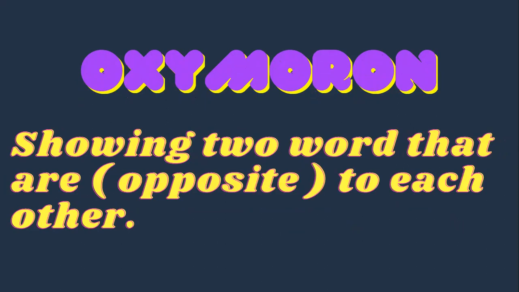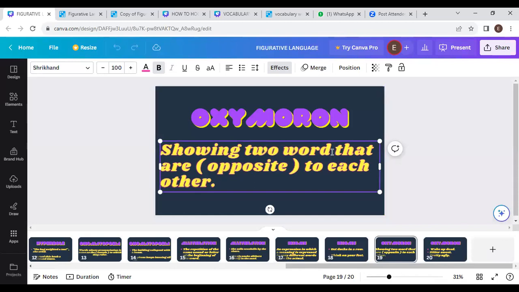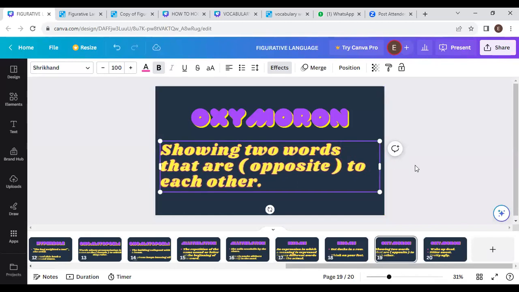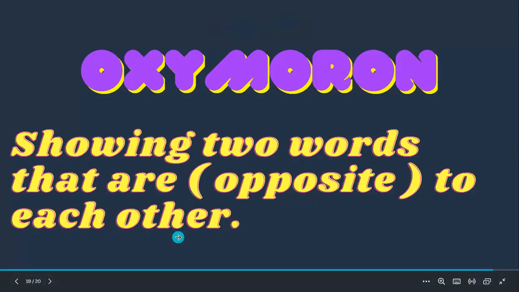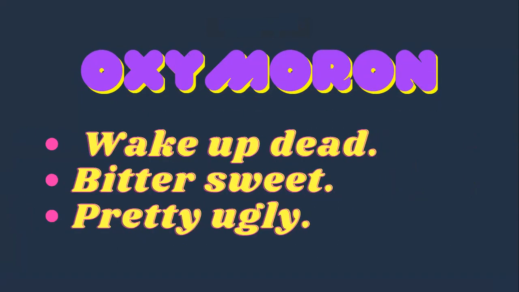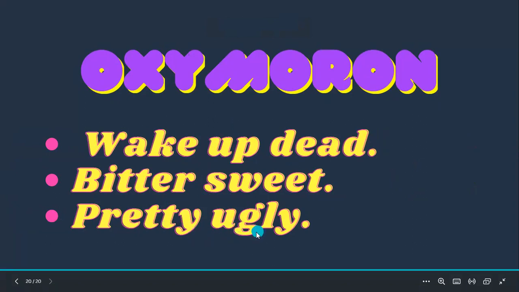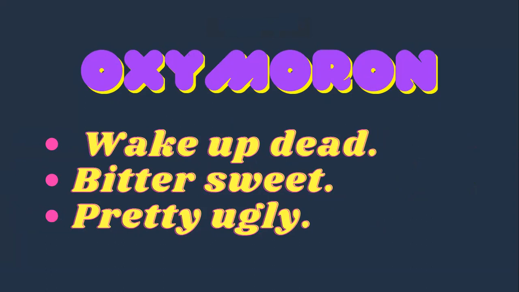The last thing is the oxymoron. An oxymoron is when two words come beside each other and they are opposite to each other. Just a minute, let me put here less. Okay. So, showing two words that are opposite to each other, beside each other, like here. This is what we call oxymoron. Wake up dead. Dead is the opposite of wake up. Bittersweet. Bitter is the opposite of sweet. Pretty ugly. Okay? Also, this is to give exaggeration. So, pretty ugly, bittersweet, wake up dead, all of which we call oxymoron. Oxymoron: showing two opposite words coming after each other.